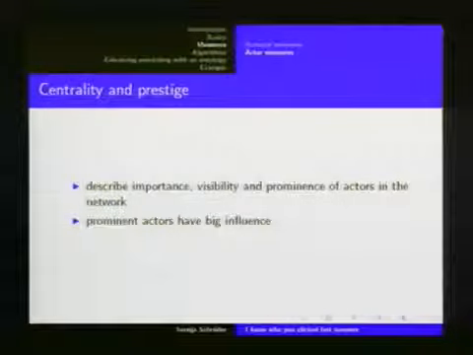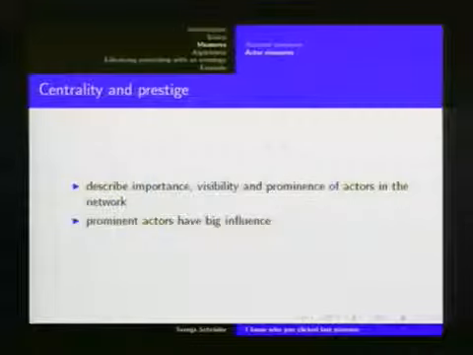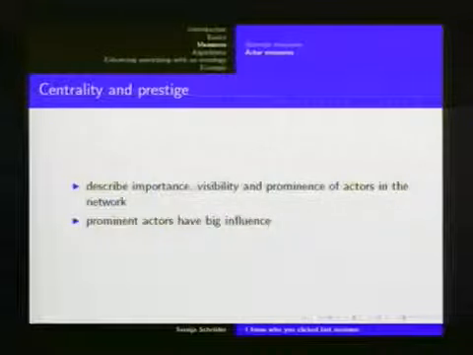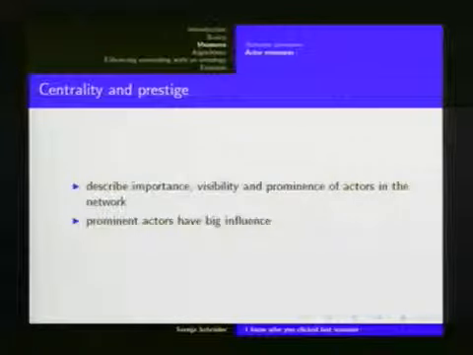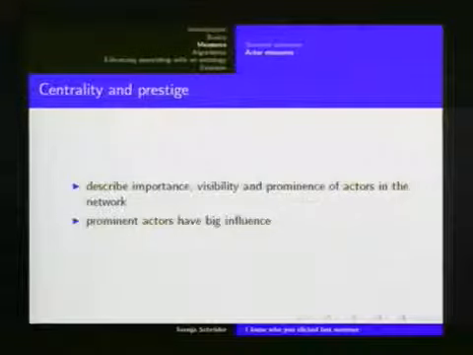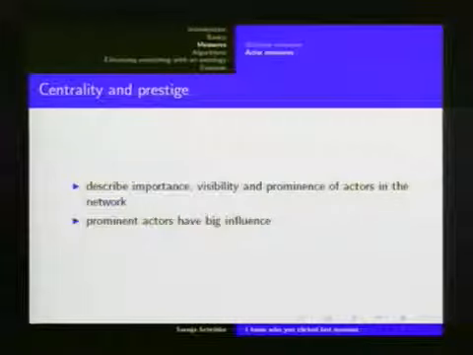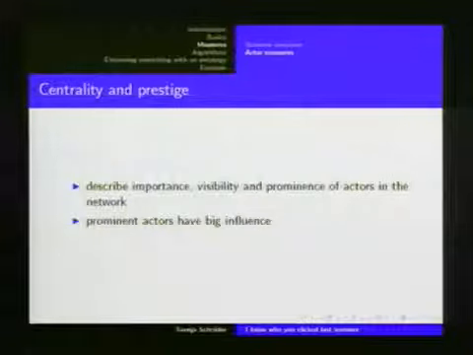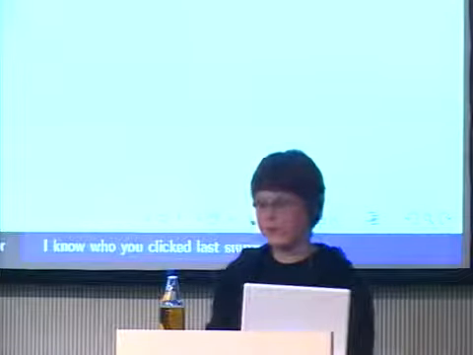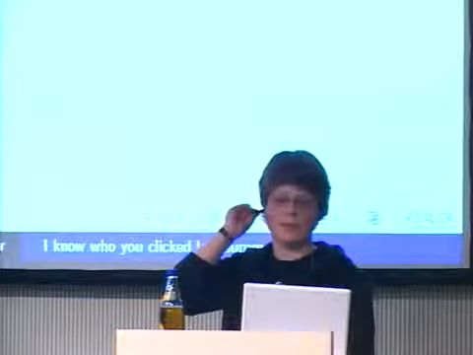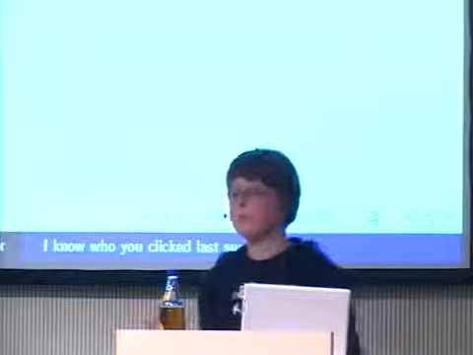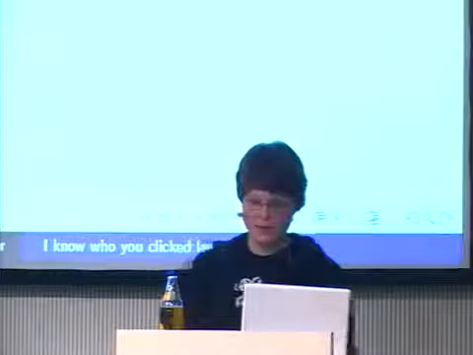There are 2 measures called centrality and prestige, which are very closely related. They mean kind of the same thing for undirected and directed networks, and they describe importance, visibility, and prominence of single actors in this network. It's also an actor measure, and as they indicate prominence in this network, a prominent actor has bigger influence. So you model the kind of influence people have on other persons in this network.